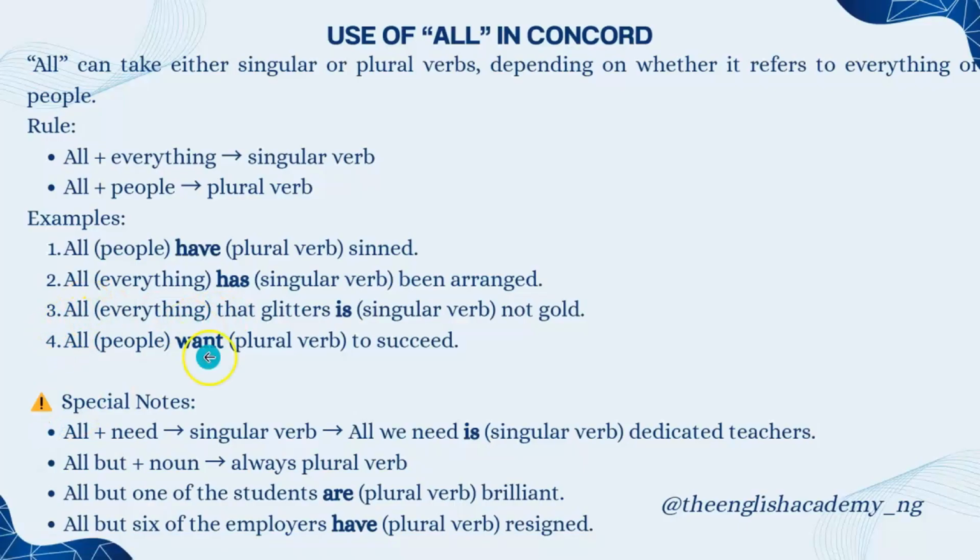Look at this: all that glitters is not gold. That is, everything that glitters is not gold. So here it is not people. All want to succeed. Here, all is not everything, it is people. People want to succeed. That's why we use a plural verb.